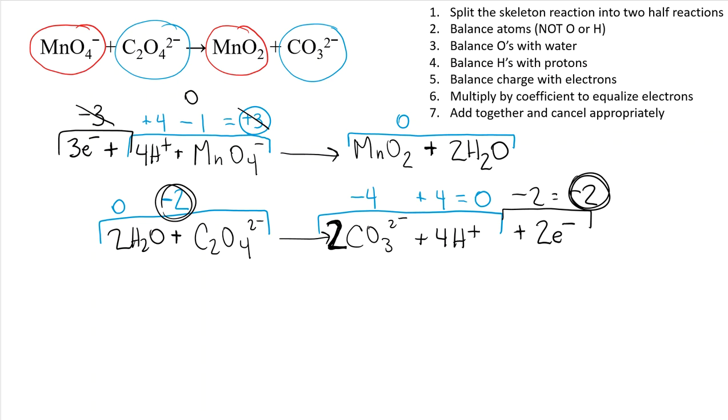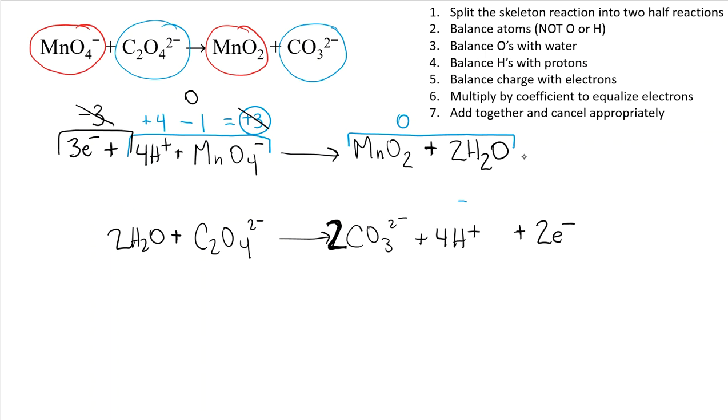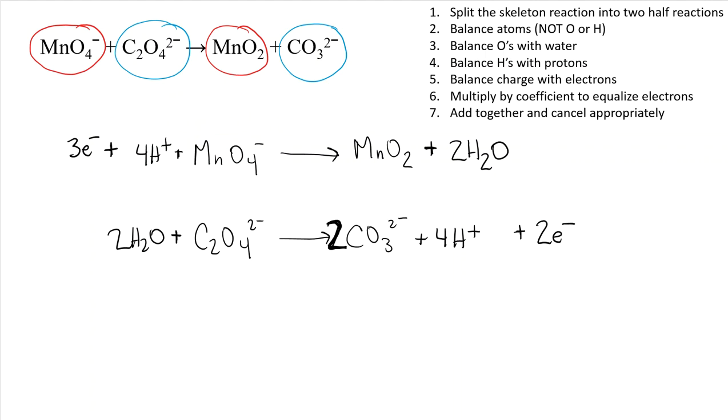I think I'm going to erase some stuff just so that I can see a little bit more easily what's happening. All of this stuff here. Just so we can see the next step. The next step now is to multiply by coefficients to equalize the electrons. What that means is I'm going to multiply this top by 3. This bottom, oh, I'm so sorry, that's not true. That's a giant lie right there. I'm going to multiply the top by 2 and the bottom by 3.